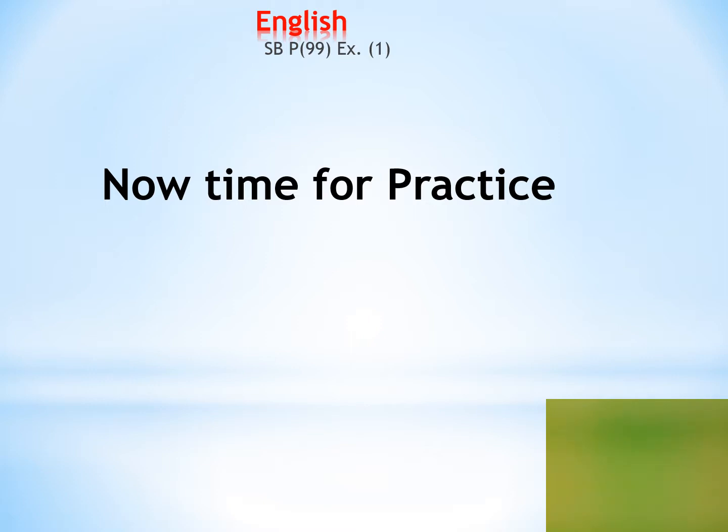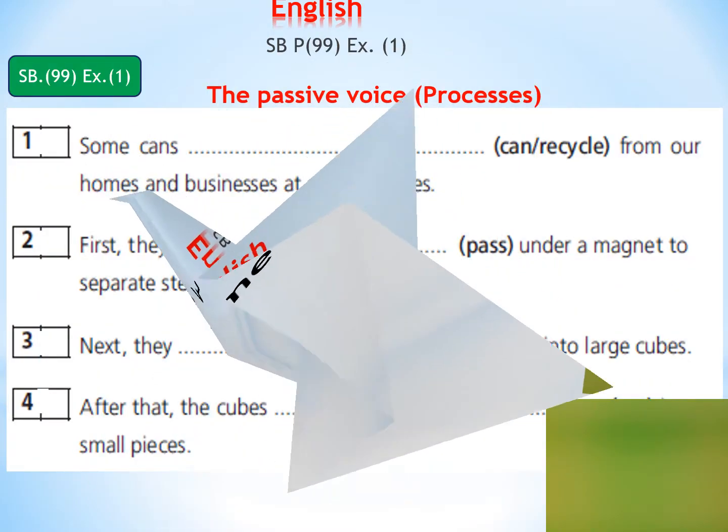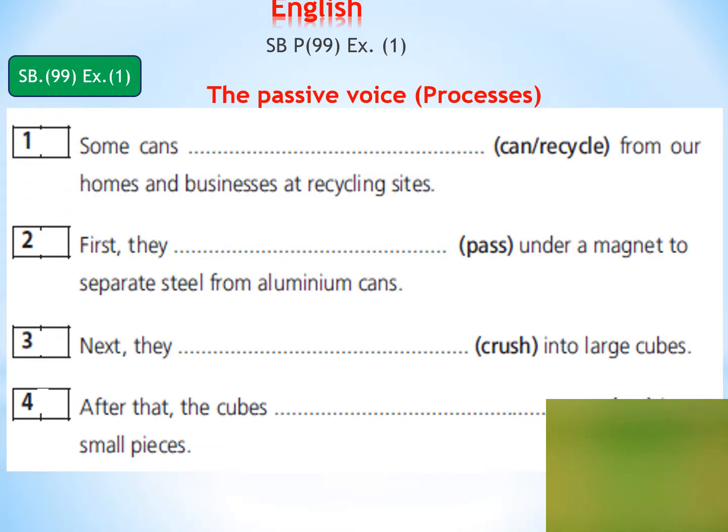This is an exercise from our secondary school. Okay, exercise 1, page 9. Good. So here we have the first one. Some cans. I have can here, as you can see, and the verb is recycle. What I need to do, I think it is very easy. I just write can here, I just put the past participle of the verb to recycle, which is recycled, and be the same. So I have to write here can be recycled.